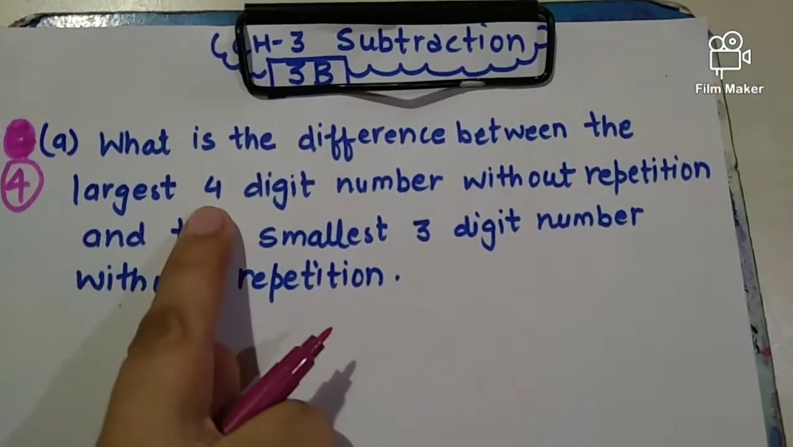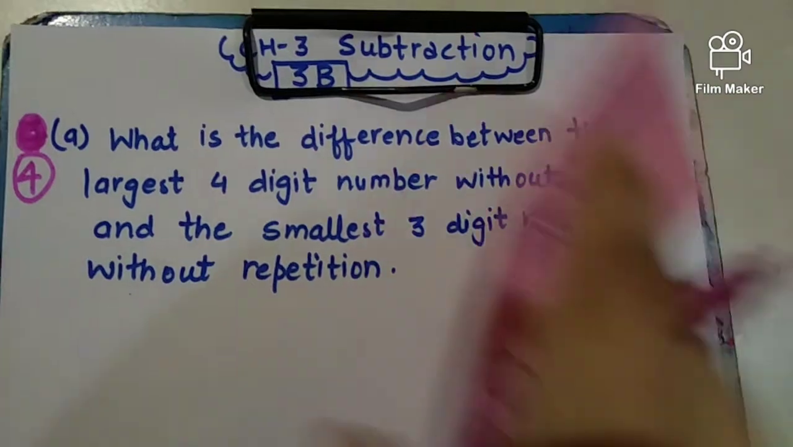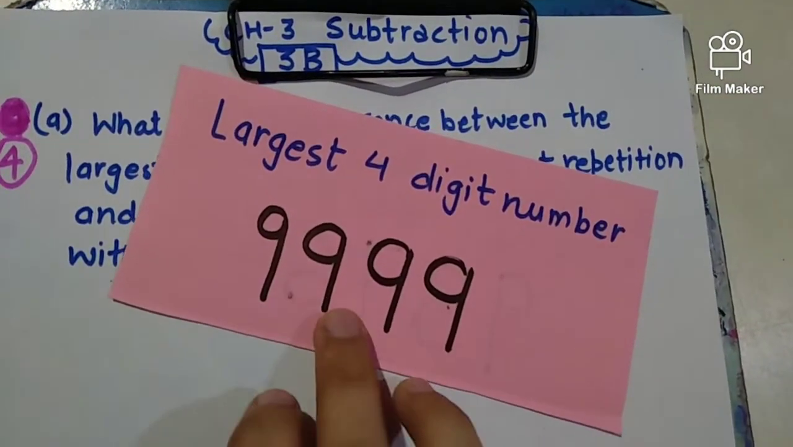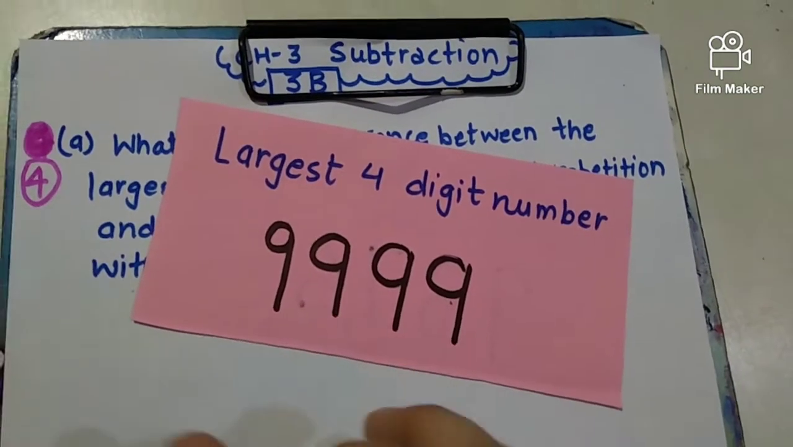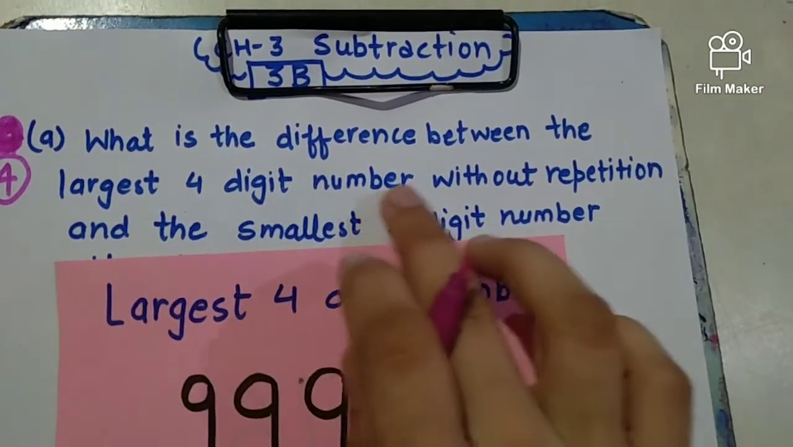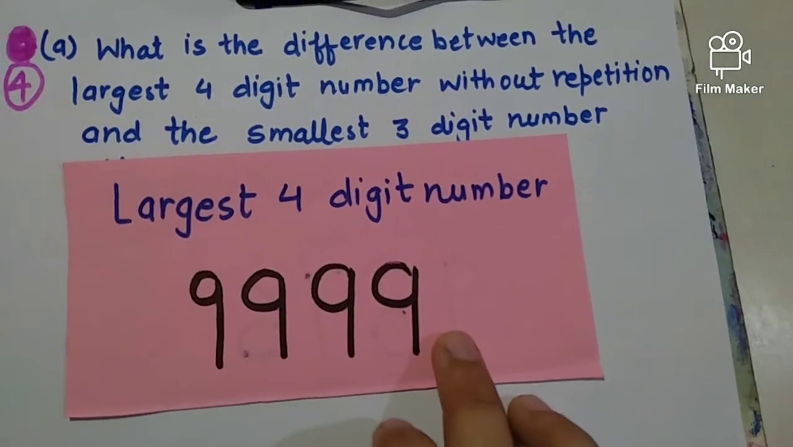The first number is the largest 4-digit number. You all know that the largest 4-digit number will be 9999. Yes, it is the largest 4-digit number. But we have to find the largest 4-digit number without repetition. This number 9 repeats itself 4 times.